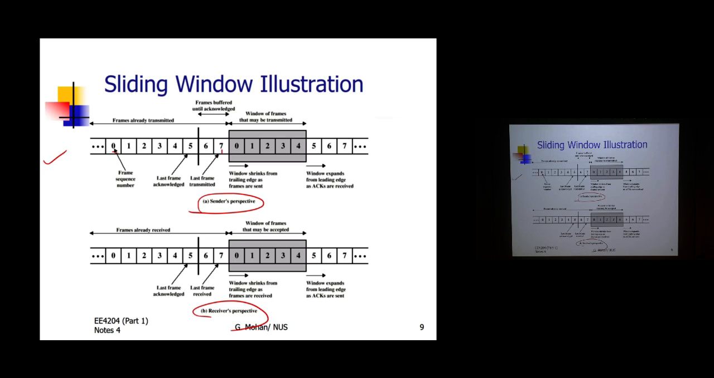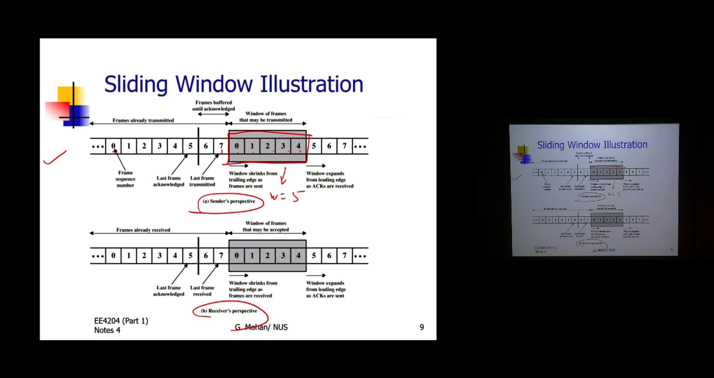You can see there's a window. This is the window. What is the size of the window here? 1, 2, 3, 4, 5. W equal to 5. The window size is 5.